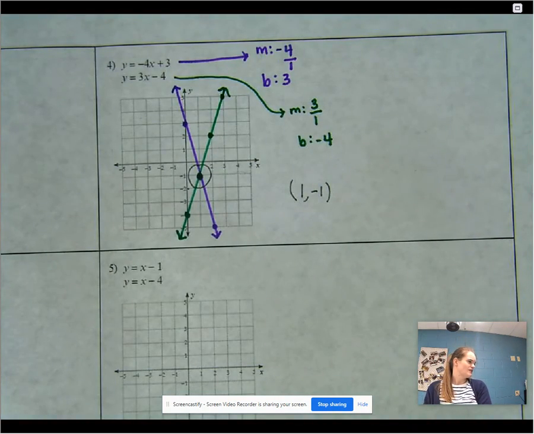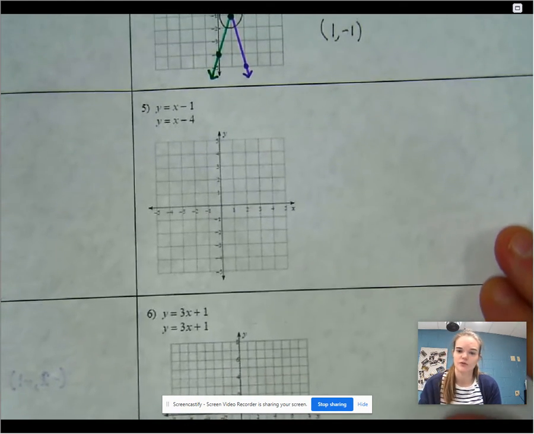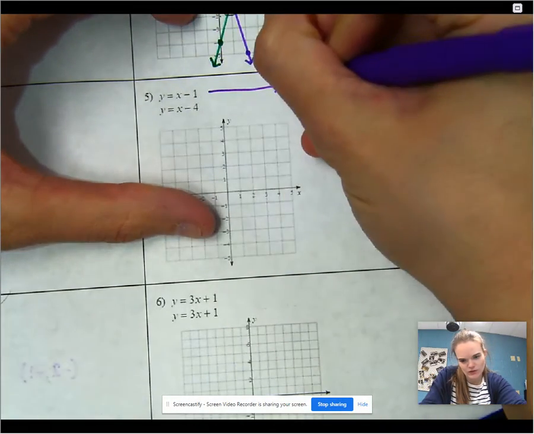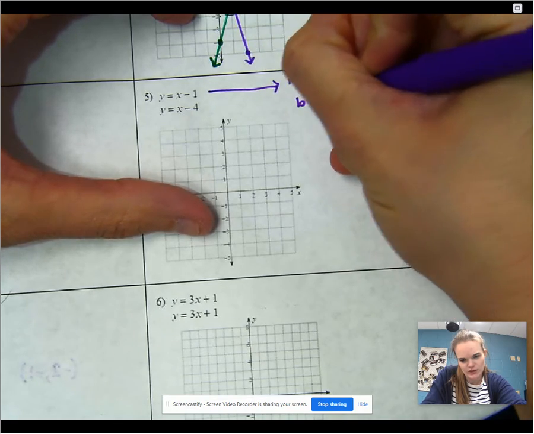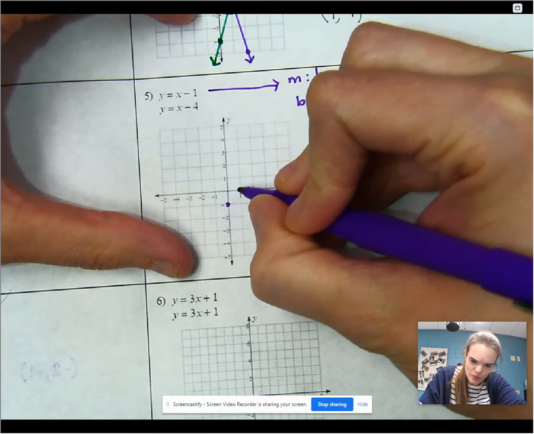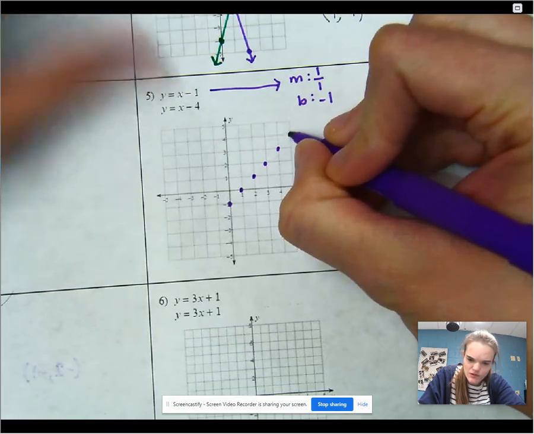Go ahead and graph 5 and 6. We've got to talk about the answers, but go ahead and graph them. So pause it, graph them. Okay, number 5. The slope is 1 over 1. The y-intercept is -1. So starting at -1, we're going to go up 1 over 1.